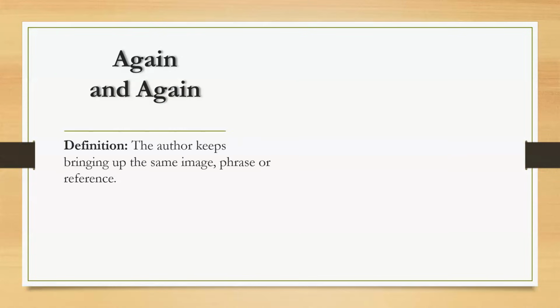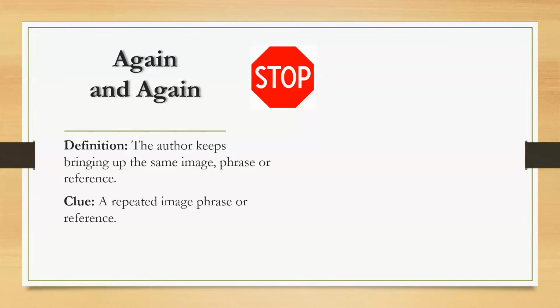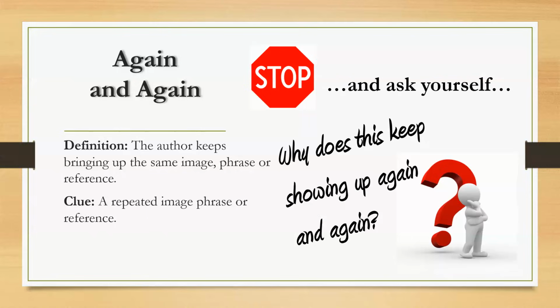Again and again. This is exactly what it sounds like. It's when the author keeps bringing up the same image, phrase, or reference. Obviously, the clue there is a repeated image, phrase, or reference. When you see this, you stop and you ask yourself, why does this keep showing up again and again? Here's an example from To Kill a Mockingbird.